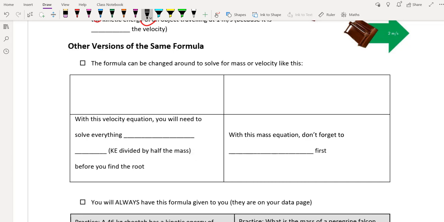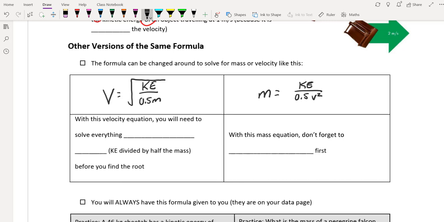So the velocity of an object, using that same equation but manipulating it and solving for v, is equal to the kinetic energy divided by 0.5 times the mass, and this whole expression square rooted. Okay, and the mass is equal to your kinetic energy divided by 0.5 times your velocity squared.